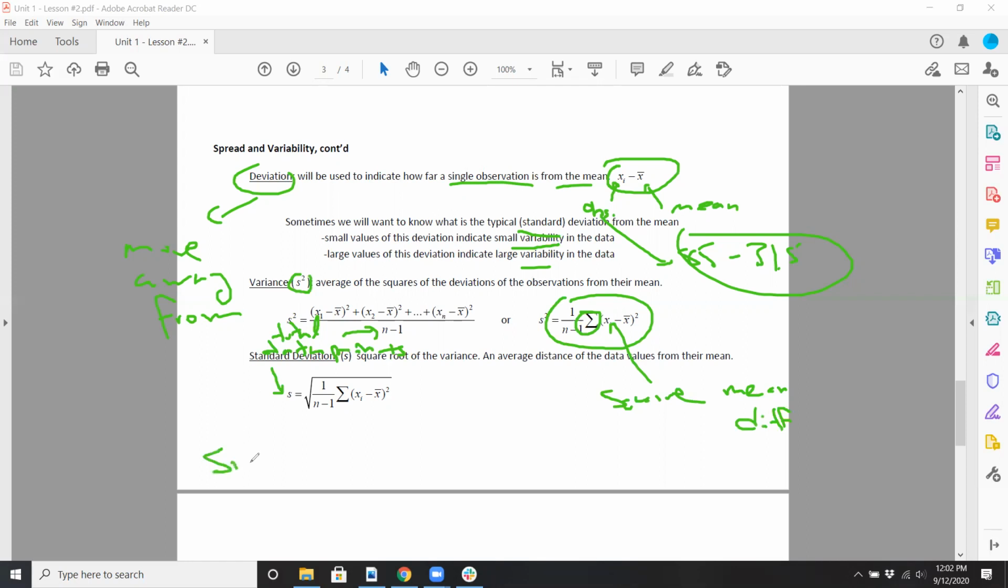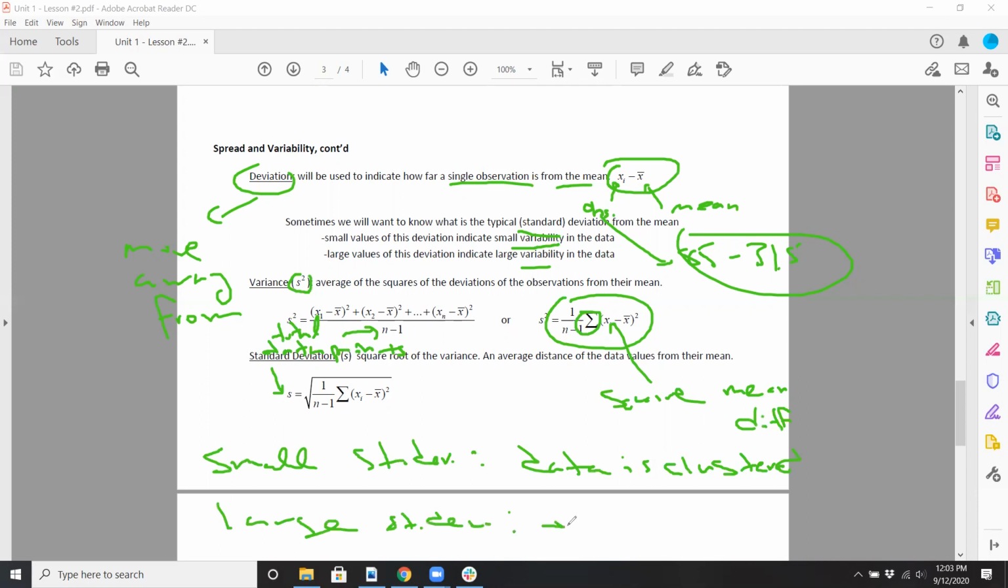So a small standard deviation means your data is clustered. A large standard deviation means your data is very spread out. So that's how you can make use of this.